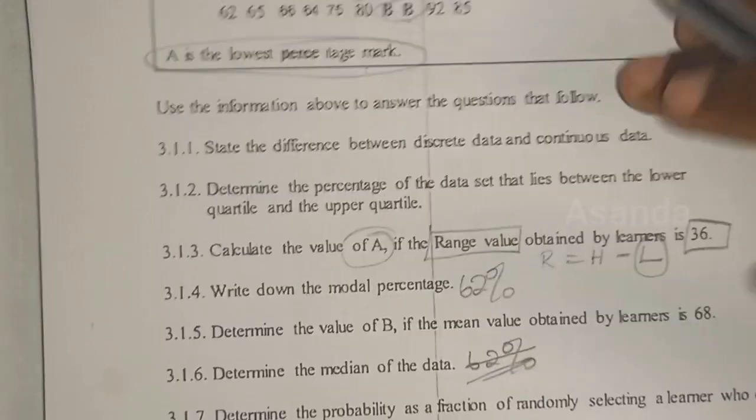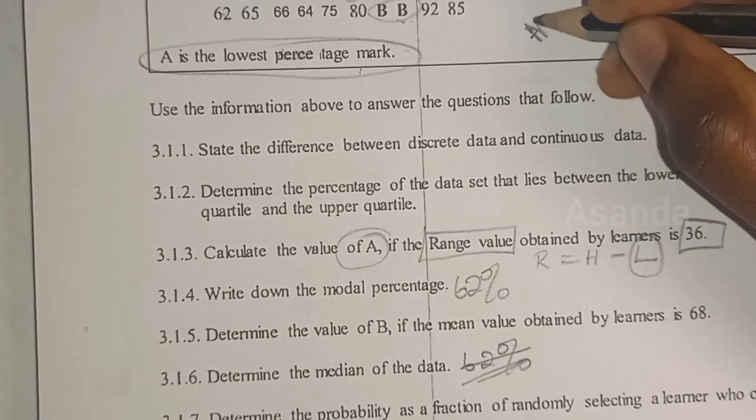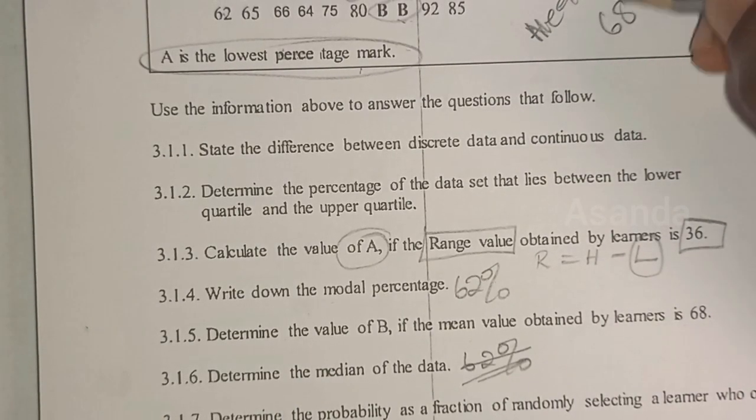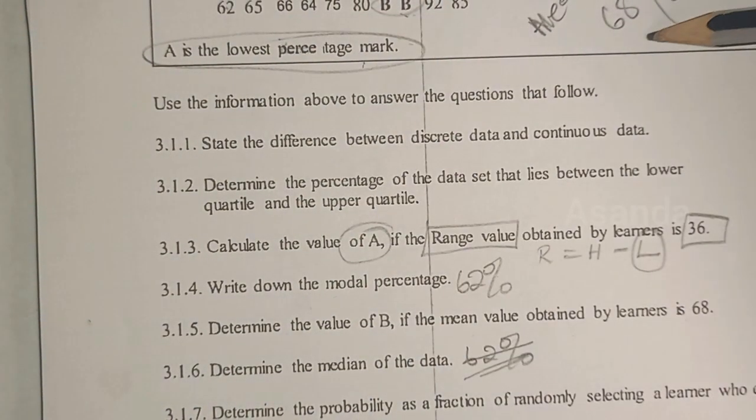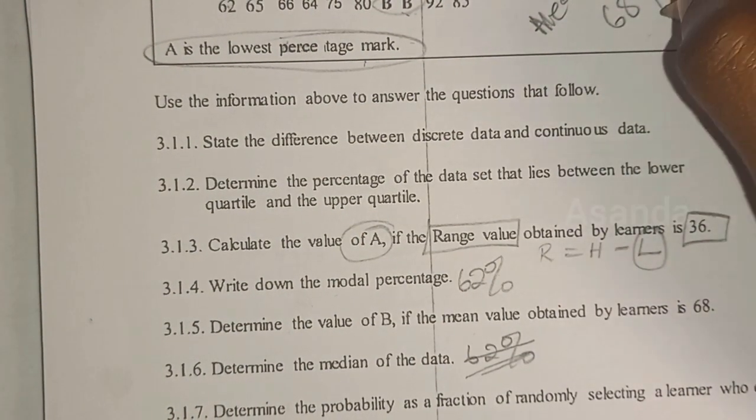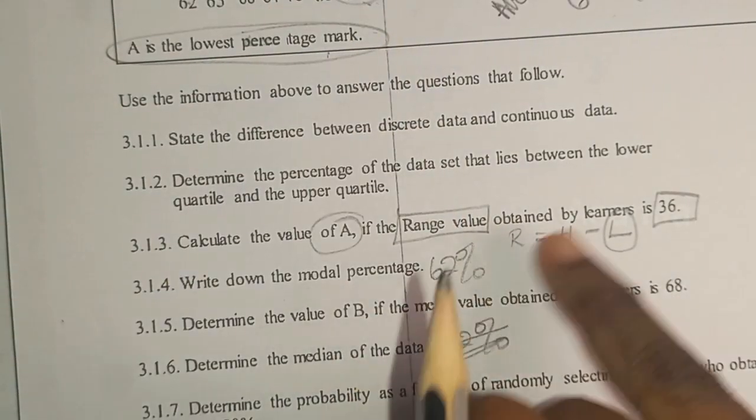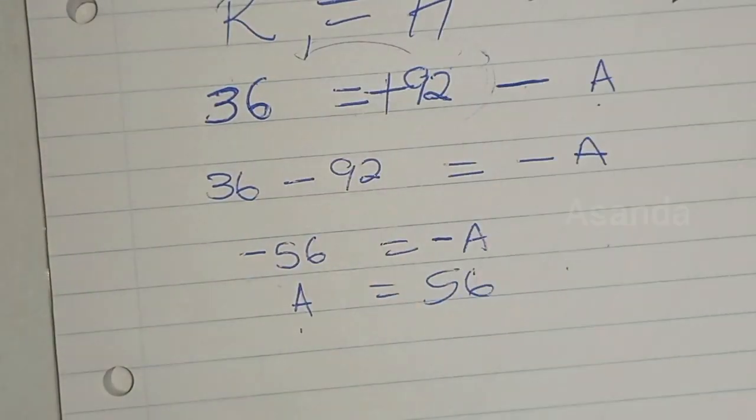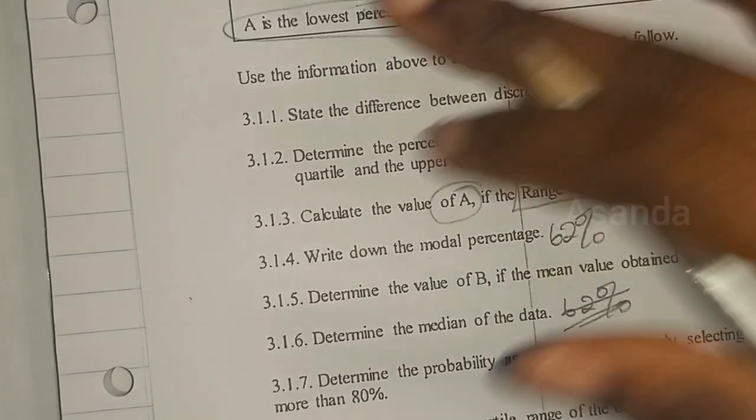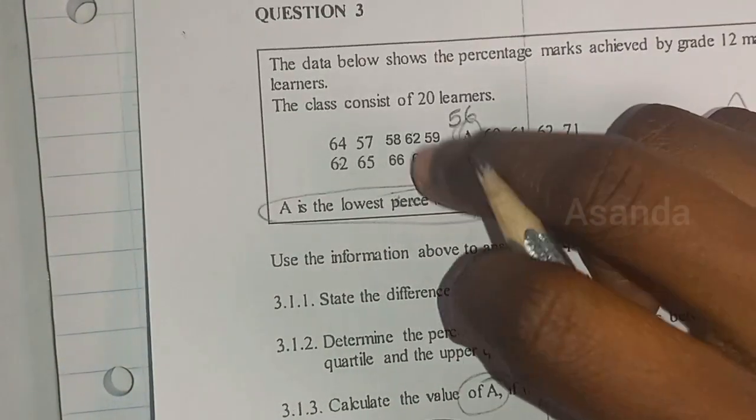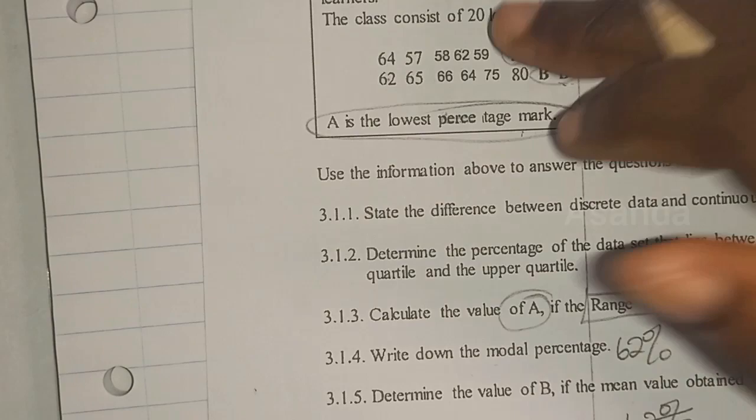So they calculated the average of this class, or the mean, and they got 68%. How do we get the mean? We say the total of the data divided by the number of data. So let's first go back to A. A is actually, we calculated it, we know it's 56. So A is 56. I always say, if you have missing values, once you calculate them, always go there and write it, so that when you use it next time, you know what it is. You don't have to keep looking for it.